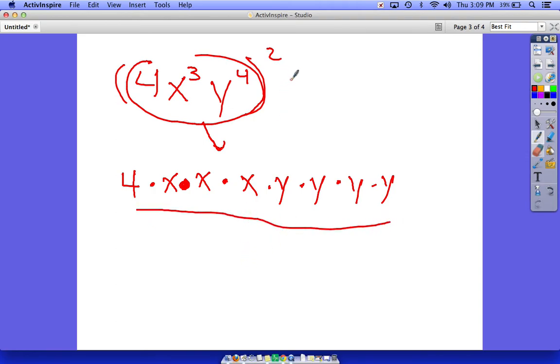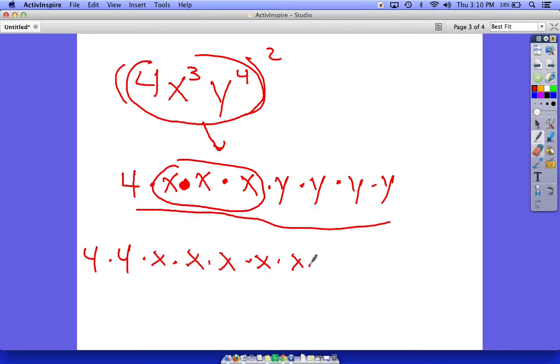Now I need to actually take that to the second power. So that means all of this twice. So it's going to be 4 times 4, 2 of those, times 2 sets of this, x times x times x, there's 1 set, times x times x times x, there's 2 sets, and then I need 2 sets of this, times y times y times y times y, times y times y times y times y.